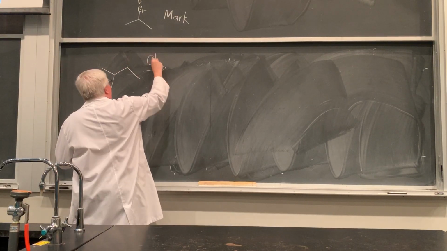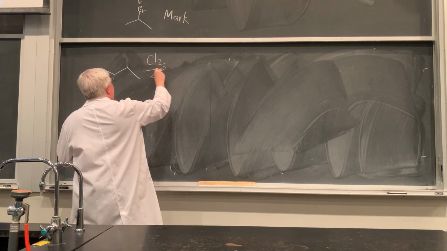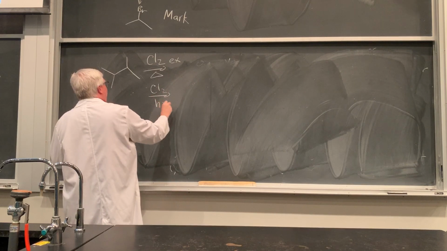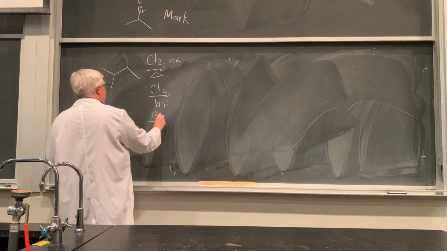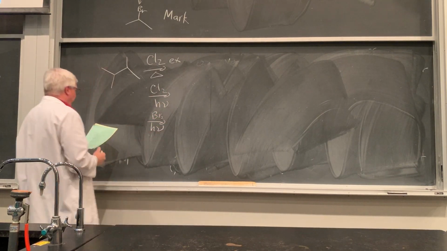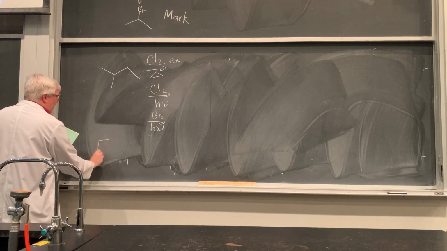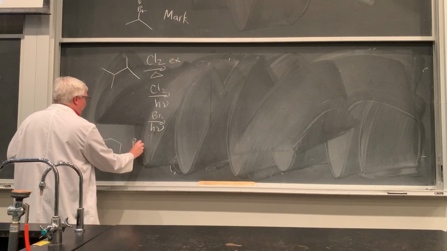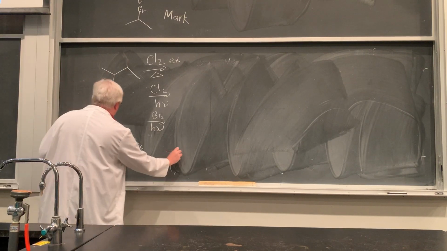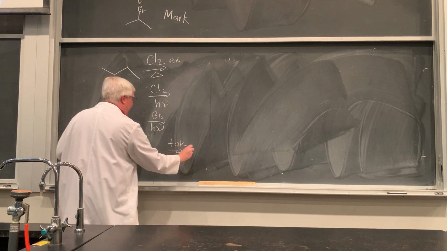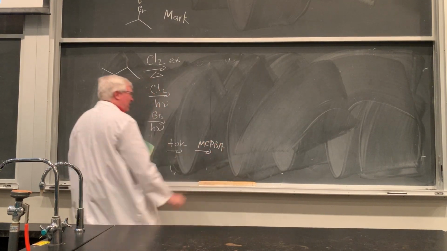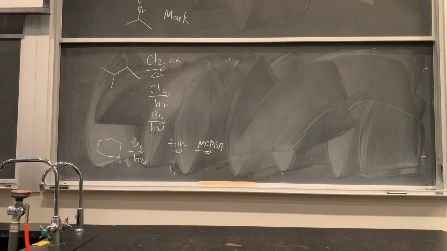Well, let's do chlorine, excess chlorine, and heat. And then let's do chlorine 1 equivalent and light. And then let's do bromine 1 equivalent and light. And then down here at the bottom, let's do cyclohexane, the bromine, light. And then let's not stop there. Let's do t-butoxide and then MCPBA. So there's your bonus thing, a couple of sequential steps there for a synthesis application.